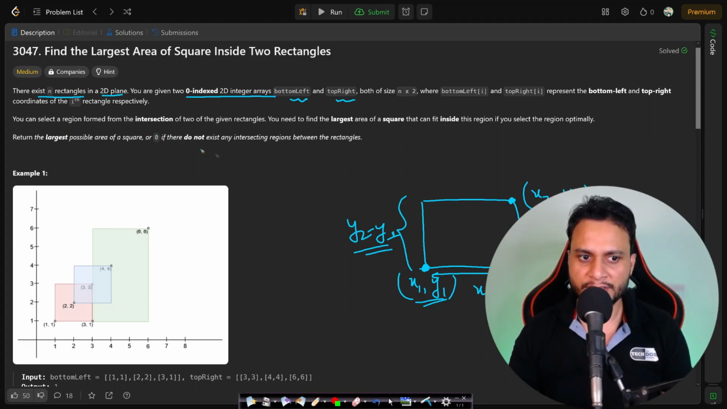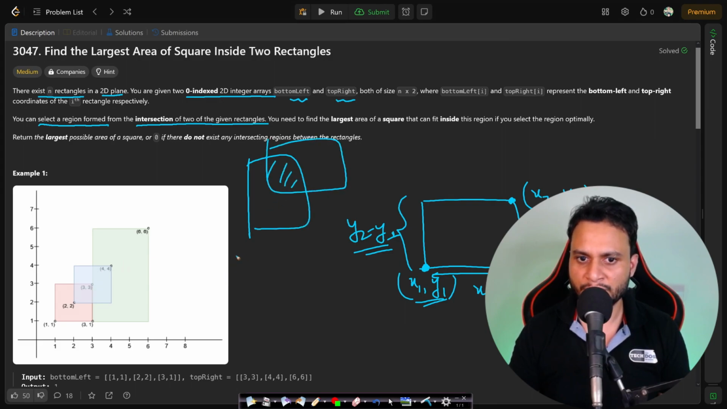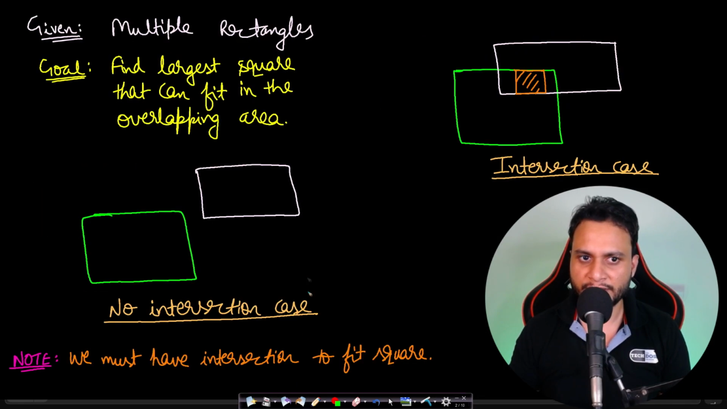So given this information, you can select a region formed by the intersection of the two given rectangles. So there may be some kind of intersection happening between two rectangles. You need to find the largest area of the square that can fit inside the region, okay, fit inside this intersection region. And you have to return the largest possible area of the square, and if no intersection is possible, then you will be returning 0 as an answer. So let's now look at some examples for better understanding.